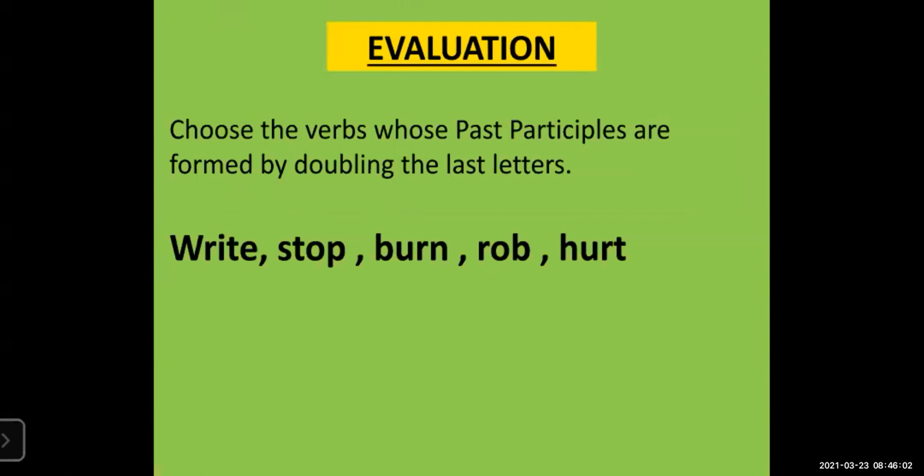Then next one, burn, and rob. Robbing, robbed. R-O-B-B-E-D. Robbed is also a correct answer. So the two verbs in which the last letter can be doubled are stop and rob. The other verbs, write, burn, and hurt, are wrong, because the past tense of burn is burnt, and hurt's past tense is hurt only. So stop and rob are the correct answers.